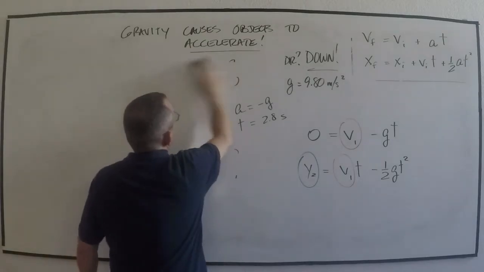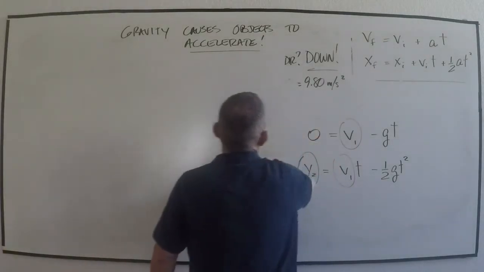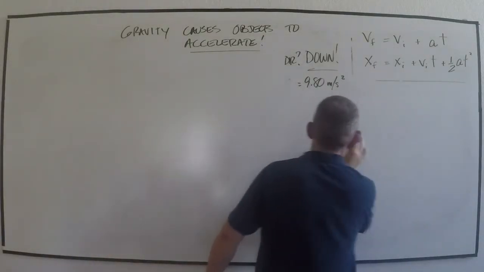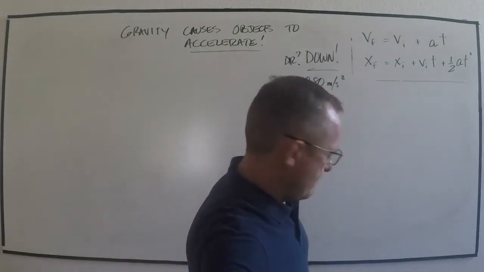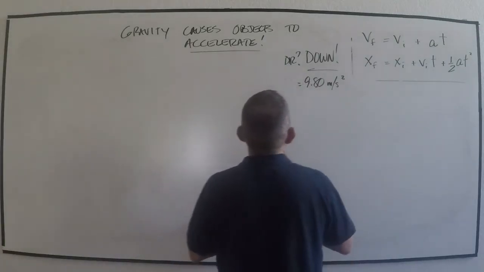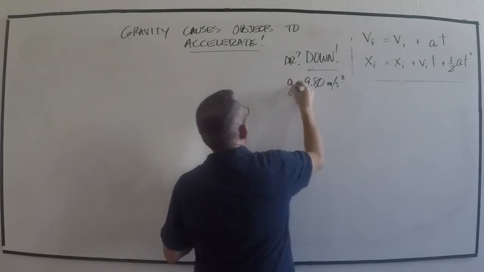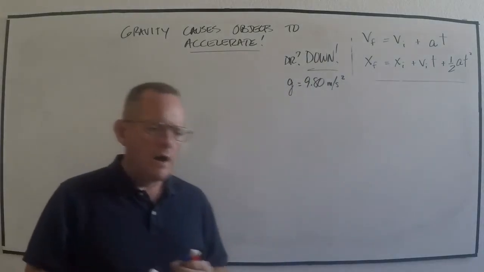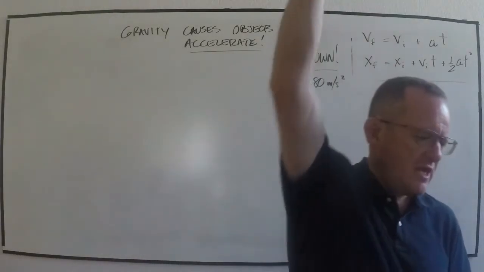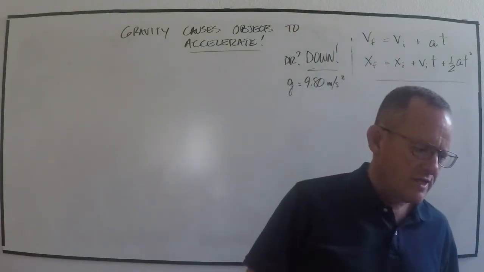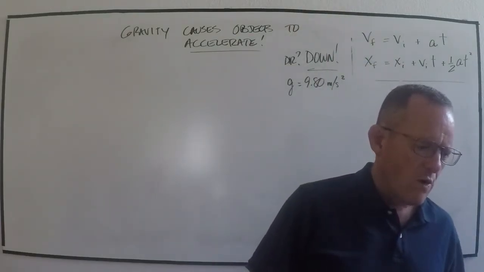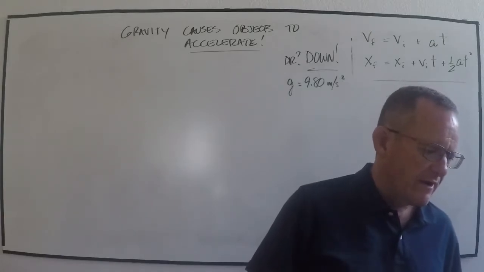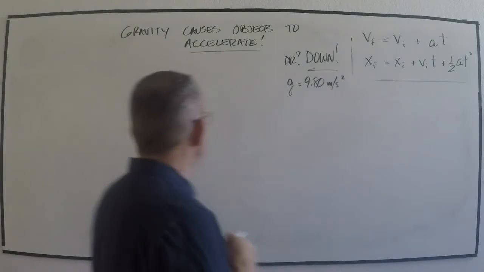Number 10 is also vertical motion. I'm going to leave that there. Number 10 says, a student throws a set of keys vertically upward to her sorority sister who is in a window 4.3 meters above. The keys are caught 1.3 seconds later by the sister's outstretched hand.